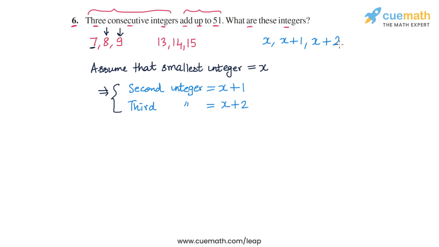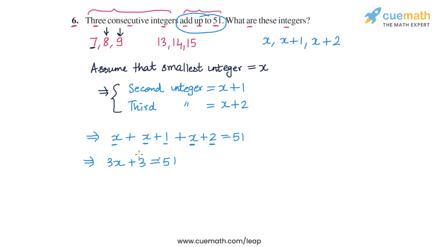Now we need to make use of the fact that these 3 integers add up to 51. So the sum of x and x plus 1 and x plus 2 should be equal to 51. And this gives us an equation in x that we can now solve. So let's do that. We have x, x and x, so that's 3x, and we have 1 and 2, that's 3. So we get 3x plus 3 is equal to 51.